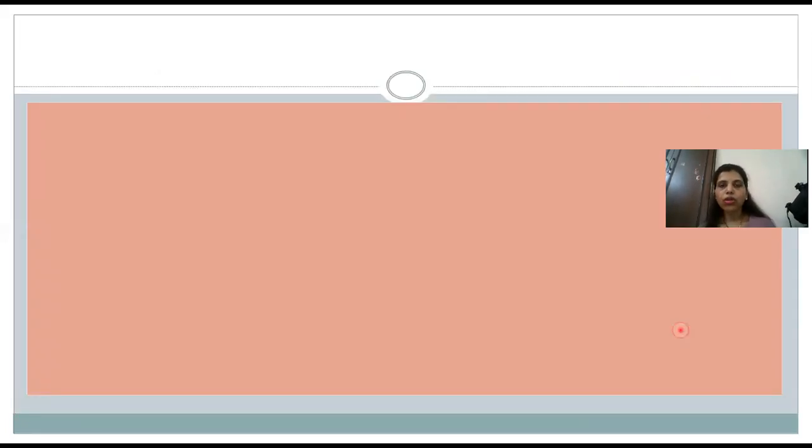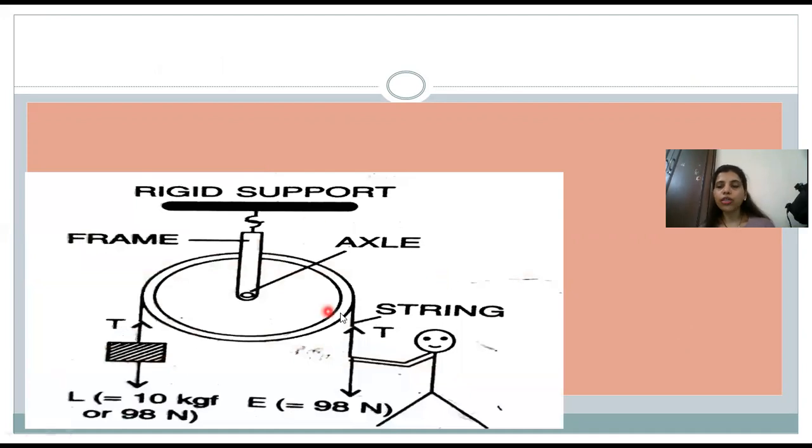In the next part, we are starting with the pulley. This is a figure for the pulley. A diagram to draw the pulley will be asked. Here you can see this is a single fixed pulley. This is a rigid support. This is the hook of the rigid support, and this is the hook of the pulley which is attached to it.